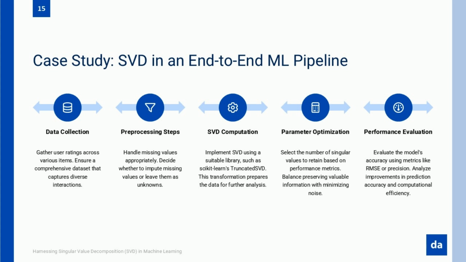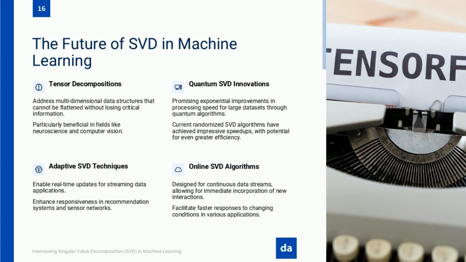This integrated approach doesn't just improve individual model accuracy, it transforms the entire machine learning workflow. By reducing dimensions early in the pipeline, all downstream operations benefit from improved efficiency. Training becomes faster, models require less memory, and inference speeds up significantly. The efficiency gains we've seen from SVD in production systems represent just the beginning of its evolutionary path.